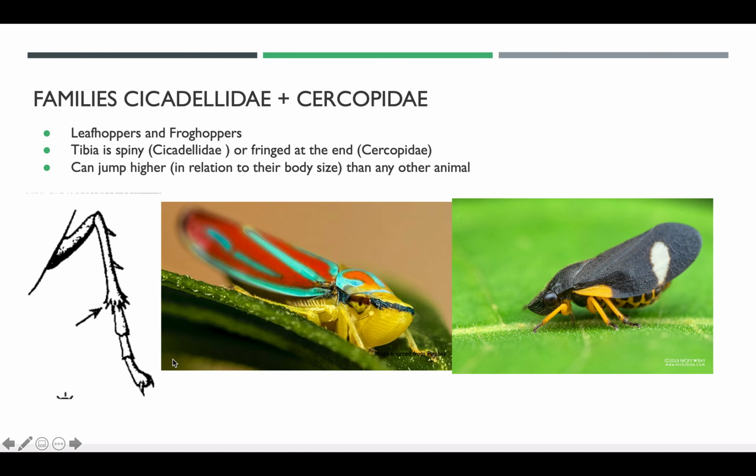The picture of the froghopper, yes, sorry, my bad. So the one on the left here is a leafhopper, and the one on the right is the froghopper. Thank you.